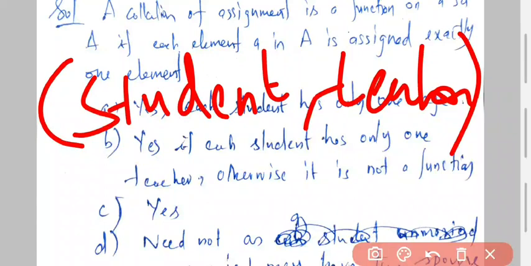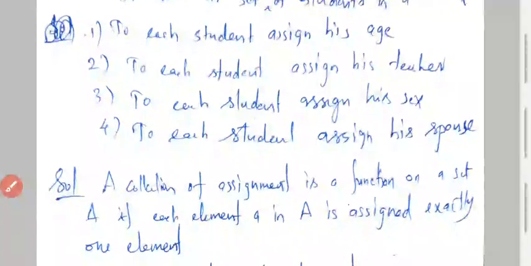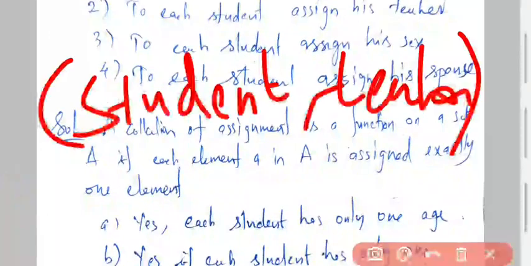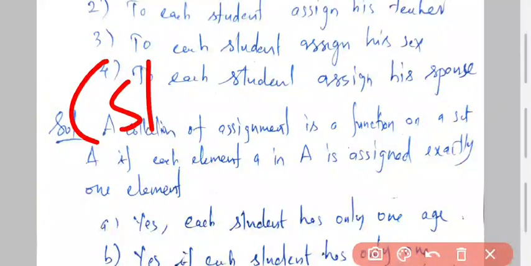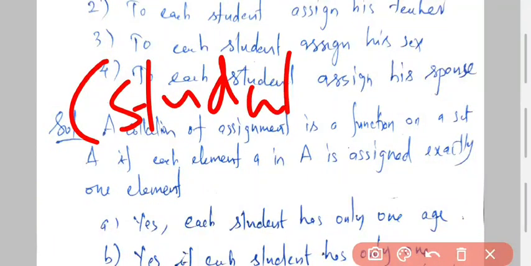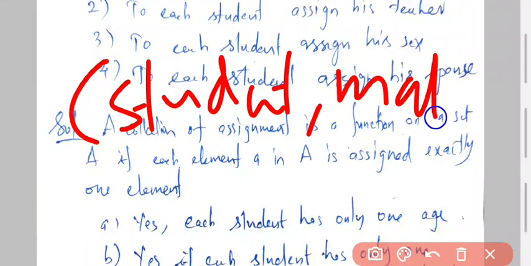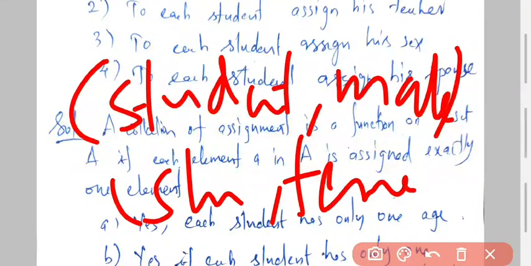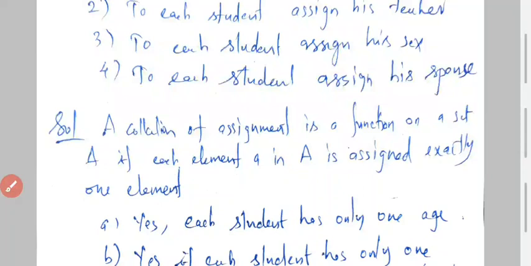Third one is to each student assign his sex. So that means a student is male, or a student is female. So only one is assigned. A student can have only one, either male or female. So definitely it is a function.